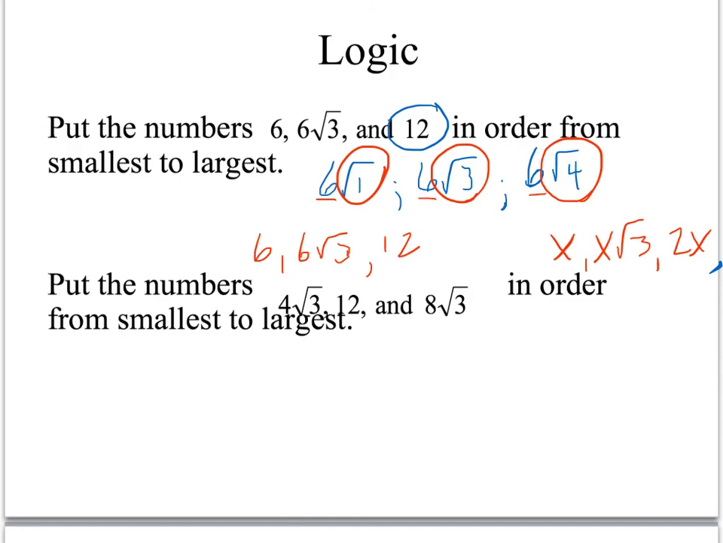very commonly used. Next up, put the numbers 4 root 3, 12, and 8 root 3 in order from smallest to largest. I'll let you use logic to figure that one out on your own. Take some time with it. See if you can put those numbers in order without, I repeat, without using a calculator.